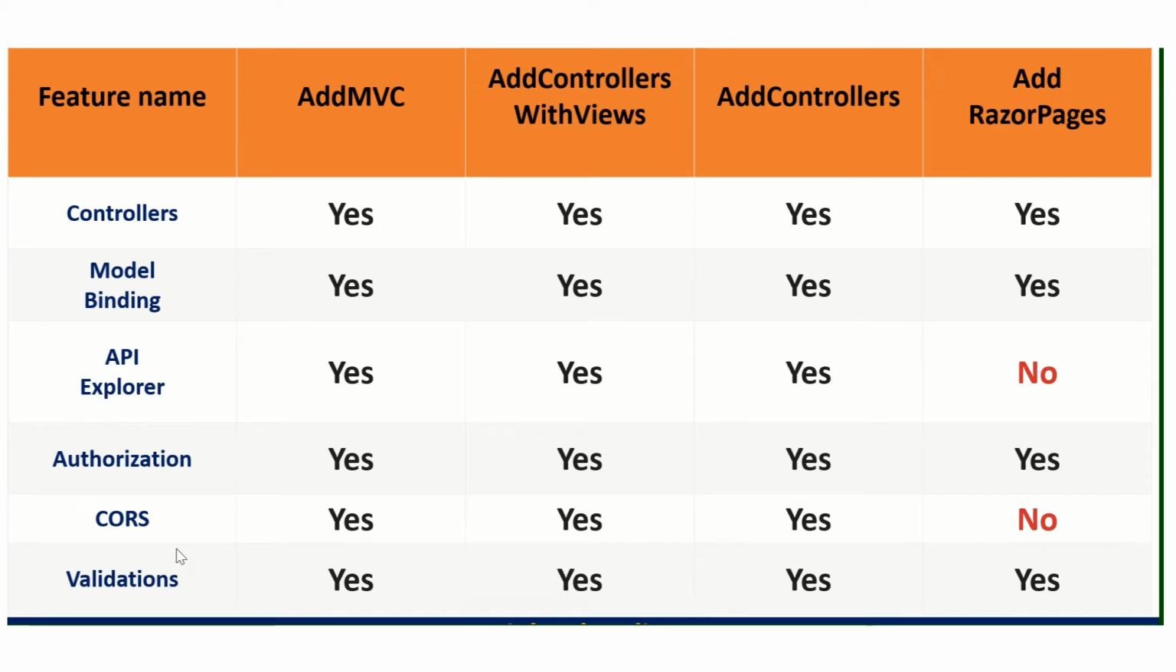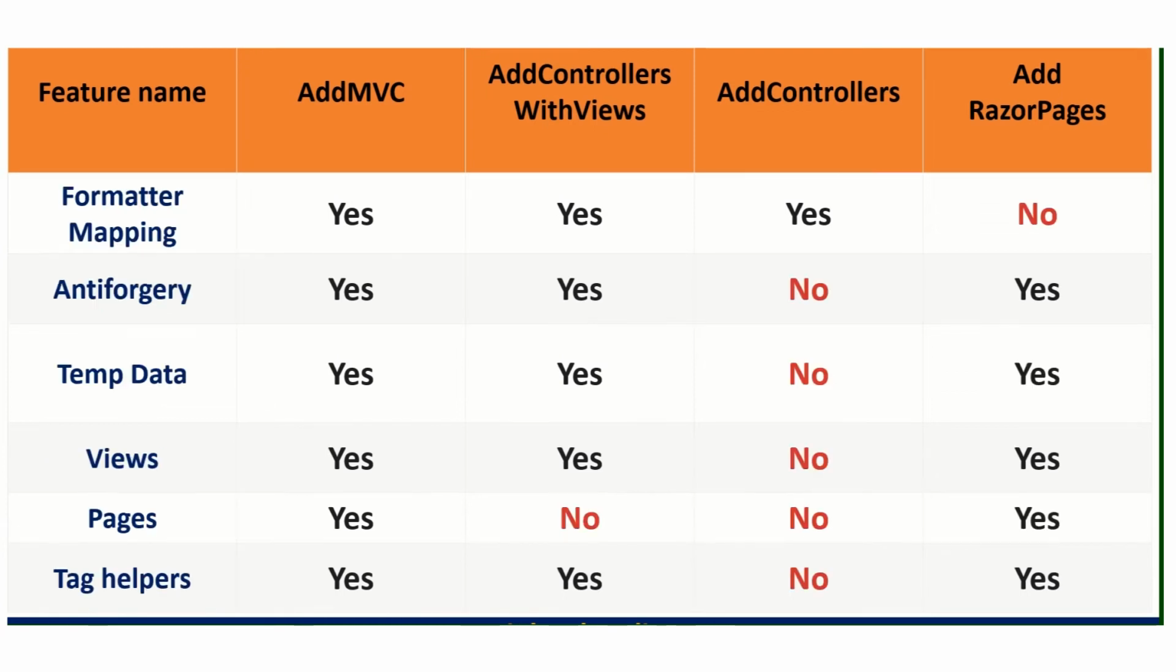CORS you can get in AddMvc, AddControllersWithViews, AddControllers, and we can't get that in Razor Pages, so I have mentioned no here. Sixth one is validation. Validation we can get in all the methods, all 4 methods, right? So I have mentioned yes, yes, yes, and yes in all the methods. So you can use any of them for validation. If you want to perform any validation in our application, you can use any of them, right?